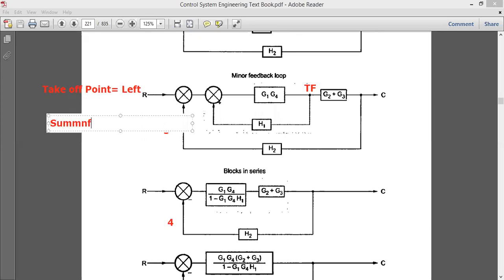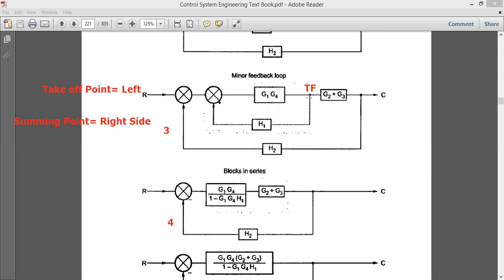Okay, summing point should be at the right side. At the right side. So you should always remember this rule, right? Okay, fine. So what should I do now?